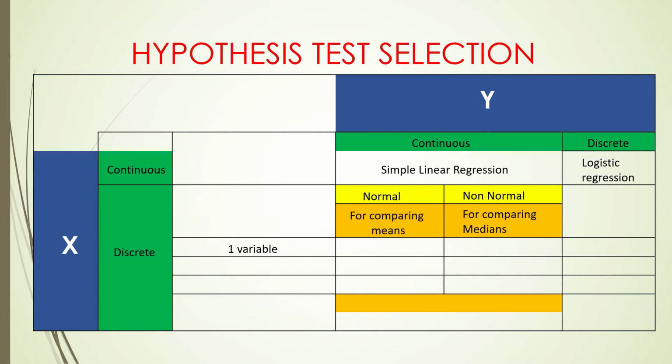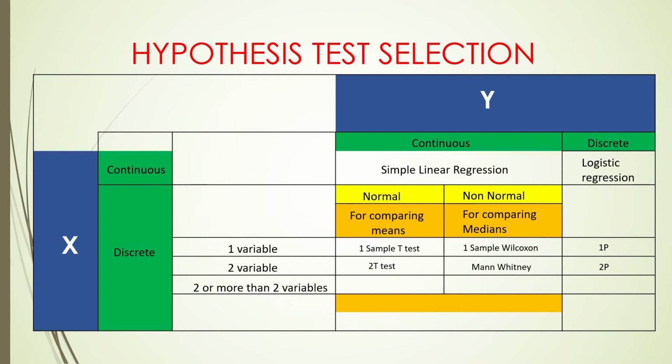When your project X is discrete and is one variable, and your Y is continuous and normal, you will use one sample t-test. If Y is continuous and non-normal and X is discrete and one variable, you will use one sample Wilcoxon test. And when your Y is discrete and your X is discrete, you will use one p-test. When your X has two variables and Y is continuous and normal, you will use 2-sample t-test. And when Y is continuous and non-normal, you will use Mann-Whitney test. And when your Y is discrete and X is discrete and has two variables, you will use 2p-test.